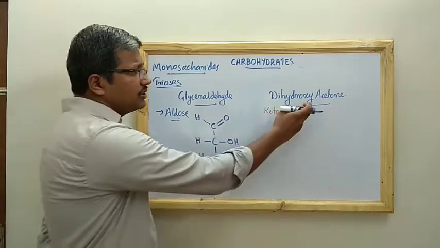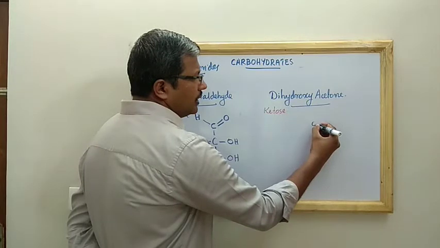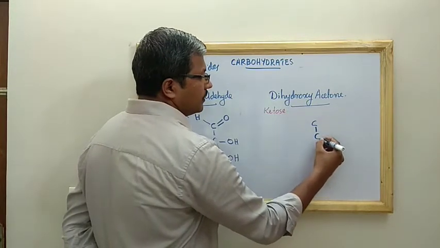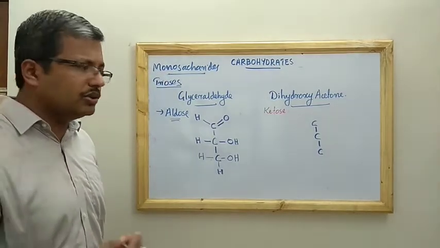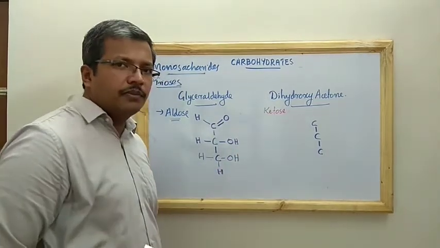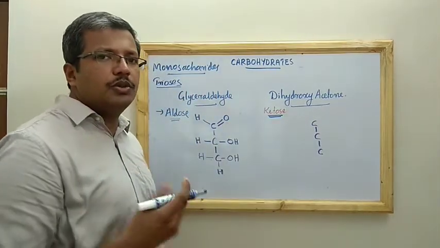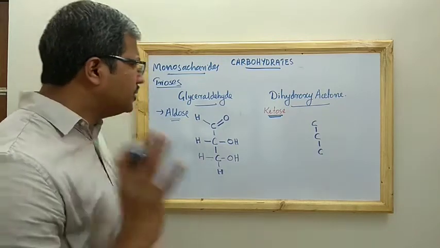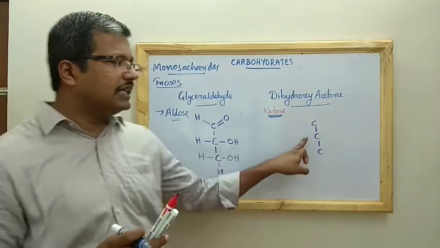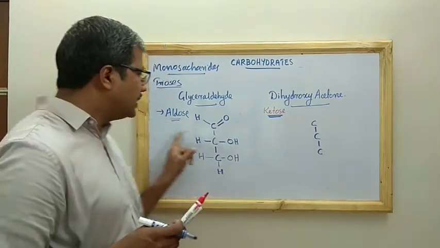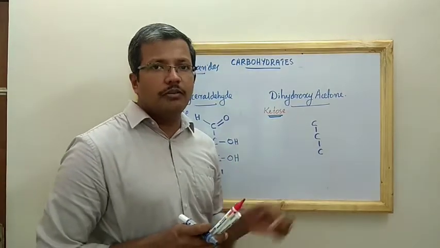Now let us see the structure of dihydroxyacetone. We know that this also contains 3 carbons, because both glyceraldehyde and dihydroxyacetone belong to triose sugars. Now keep in mind it is a ketose sugar, so the keto group is there. We have to remember that the keto group is always on the second carbon position. The aldehyde group is always in the first carbon position, but the keto group is always in the second carbon position.